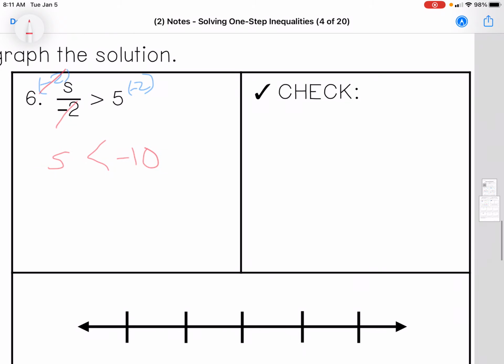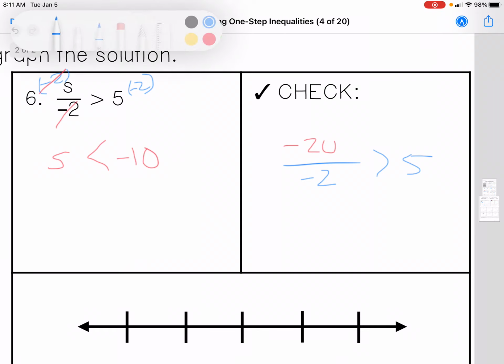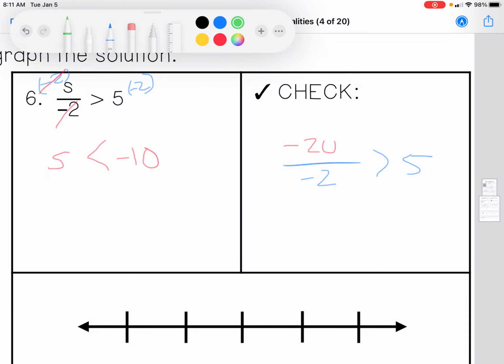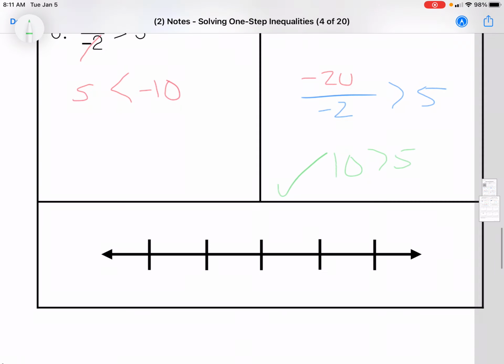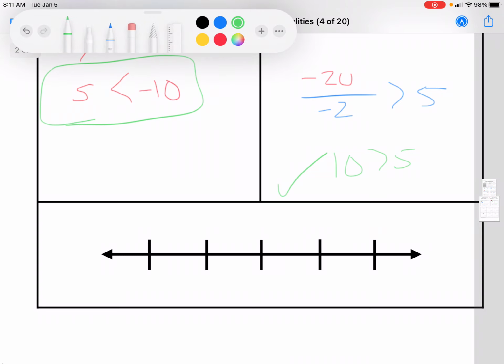All right, so to check our work, we're gonna pick any number that is less than -10. So -20 divided by -2. Is that greater than 5? -20 is less than -10? Yes. Would you rather have -$10 or -$20? -20 is not as good. So it's less than. All right. -20 divided by the -2 is a +10. Is +10 greater than +5? Check, it is. All right, so let's go back and graph our solution.